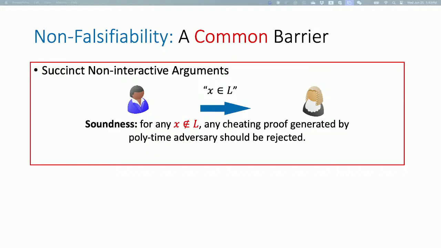So in this definition, X is not in some NP language L is non-falsifiable because given an instance X, if you want to check if X is really not in this NP language L, you need to enumerate all possible NP witnesses for this instance X, and this takes exponential time. And in this case, you can even formalize this non-falsifiable barrier as the Zhengzhong impossibility.